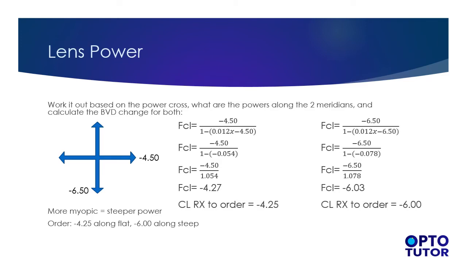With the lens power, what we need to do is actually work out based on the power cross. So what are the 2 powers along the 2 different meridians? And then do the calculation for each individual power. So along one meridian, the prescription would be a -4.5. And then if our cyl is -2, then -2 in the other direction at 90 degrees would be -6.5. So that means that the lens that we're going to order in the two different meridians would be minus 4.25 and in the other meridian minus 6, taking into account a BVD of the 12 millimeters. So the order that we're going to make is going to be minus 4.25 along flat and minus 6 along steep, because the more myopic the prescription, the steeper the power.